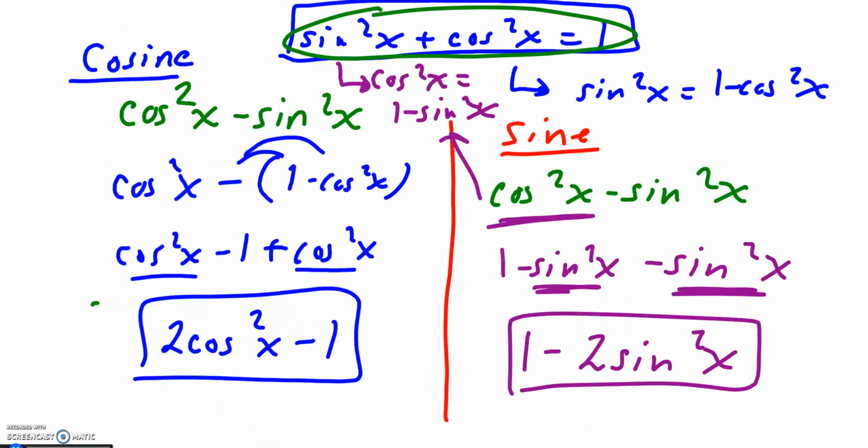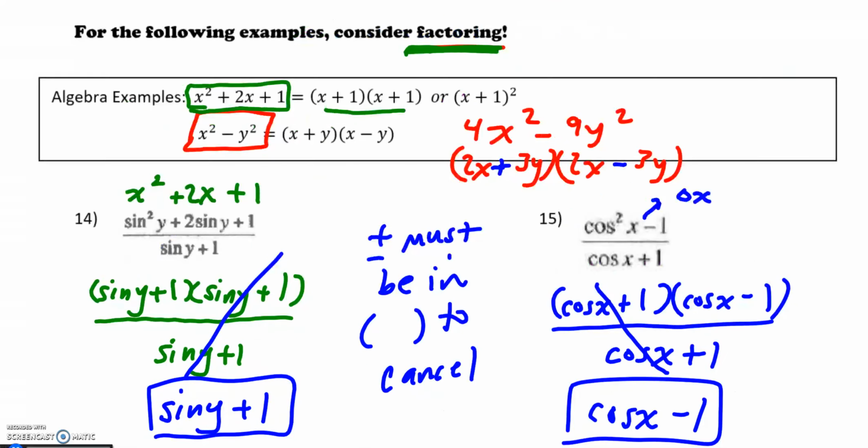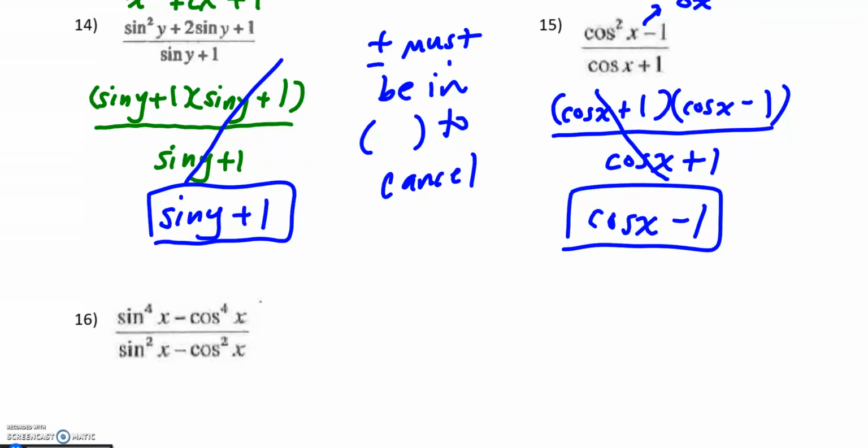The last, but definitely not least, problem, I need to scroll down. The last problem, number 16, is a good one. Because the numerator has sine to the fourth and cosine to the fourth. And 4 and 4 are also perfect squares, so it could be factored in the same way as the one above. The denominator, it's really tempting to say that this answer is 1, but that's only 1 if there is a plus in the middle. So let's see what we can do.